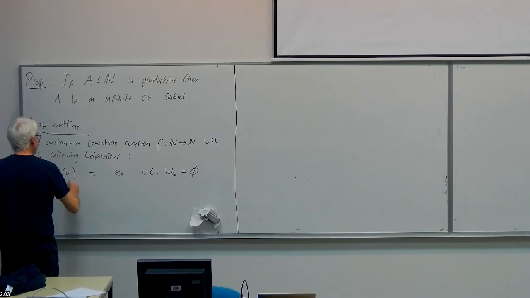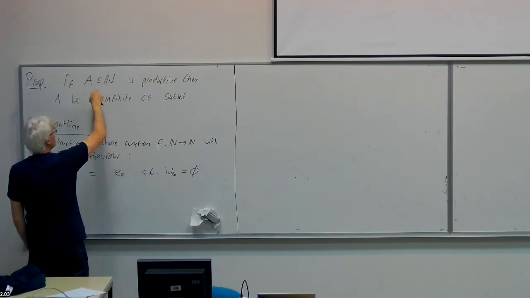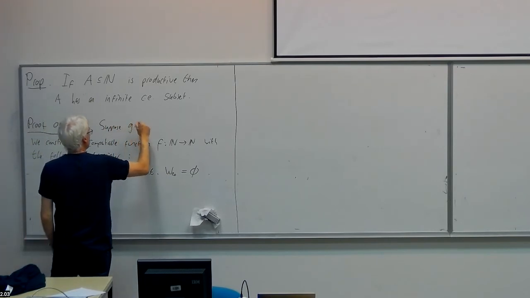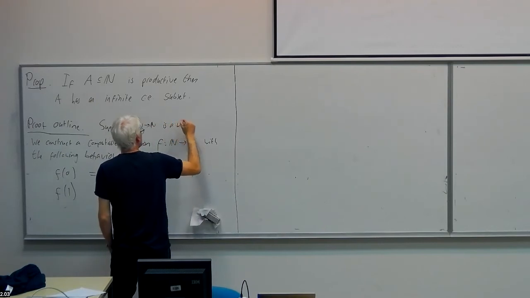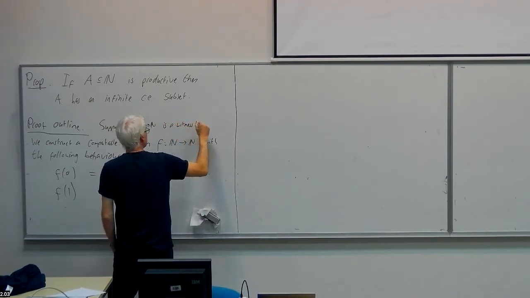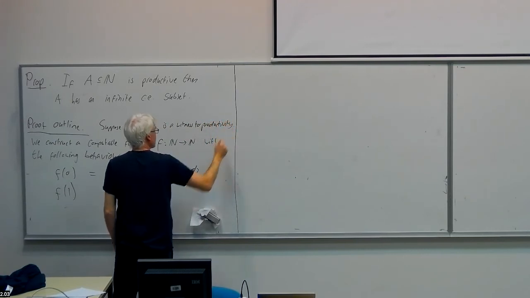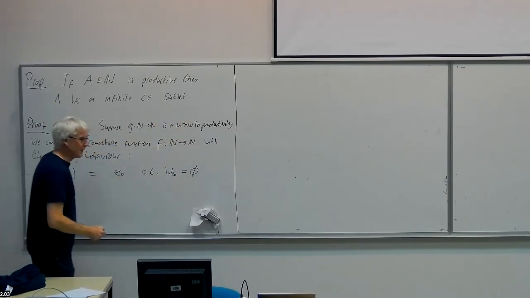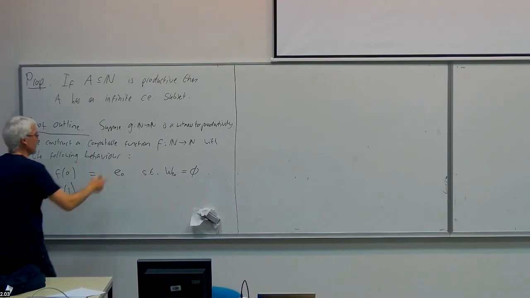So f of 1 is, well, we're assuming that A is productive, so suppose g is a witness to productivity. Sounds like something from communist culture or something like this. But anyway, we know what it means.